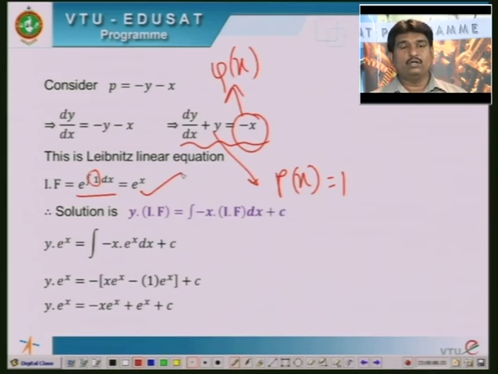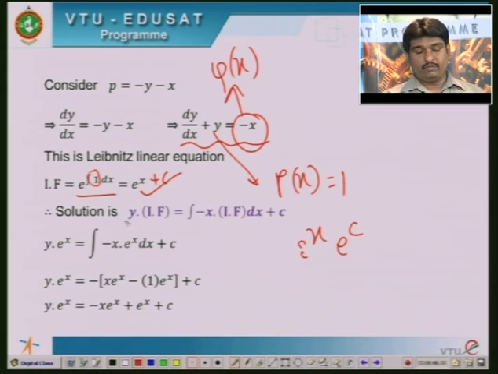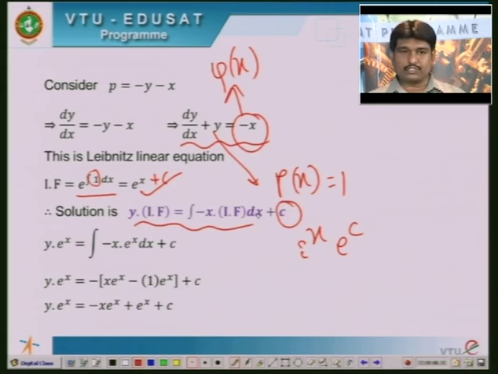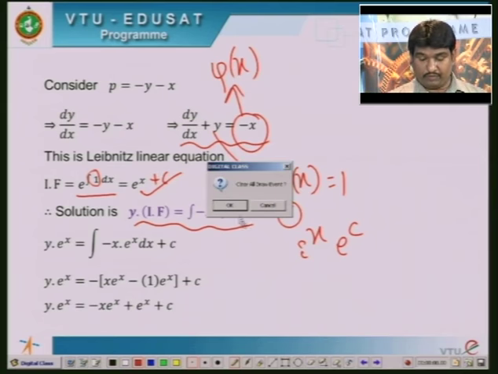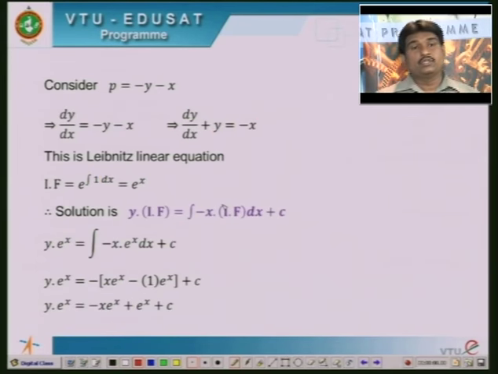Don't write an arbitrary constant here, it's of no use. Even if you write a constant, it will be e to the power of x plus some constant, and that can be written as e to the power of x into e to the power of c. When you write that here and divide by e to the power of c, you will get c by e to the power of c, some other constant. So it's of no use. When you are finding IF, there is no need to write the constant of integration. So I have determined the integrating factor, which is e to the power of x.